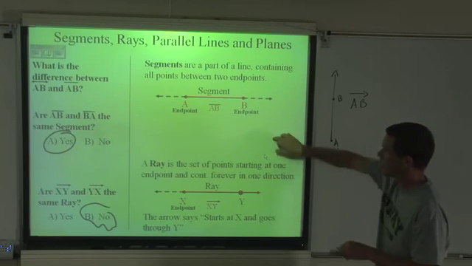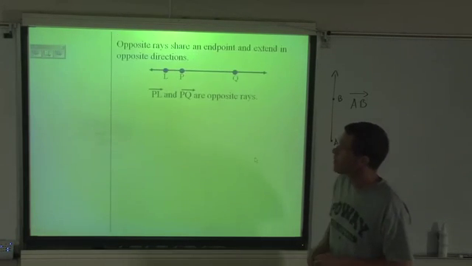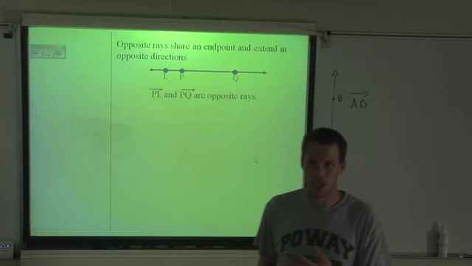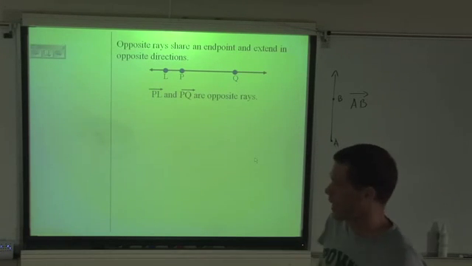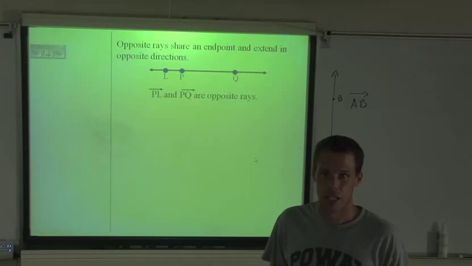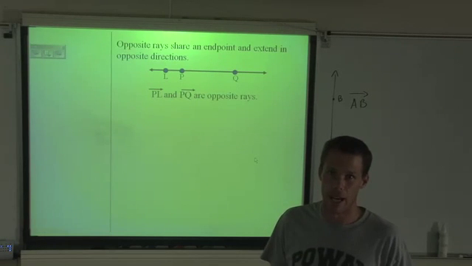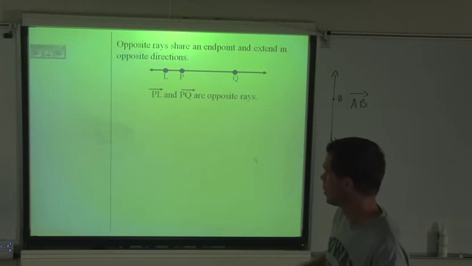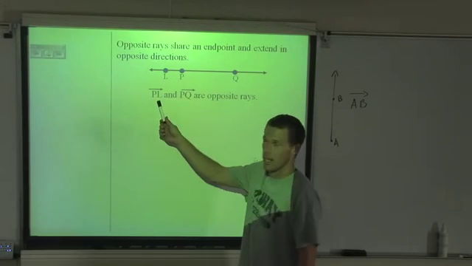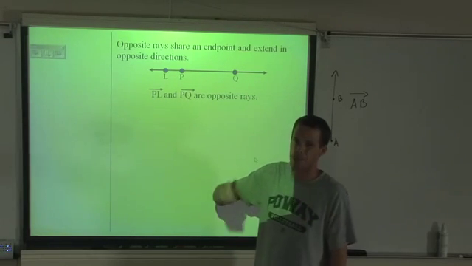Okay? Next up, opposite rays. As you can see, opposite rays share an endpoint and extend in opposite directions. When you put two opposite rays together, they form a line. Currently, ray PL and ray PQ are opposite rays.